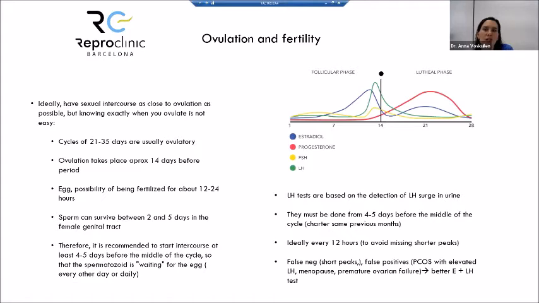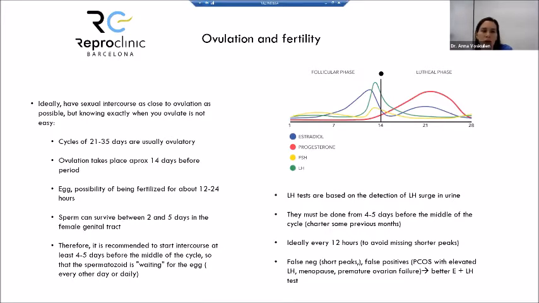And about ovulation and fertility. Ideally, we should have sexual intercourse as close to ovulation as possible to have the maximum outcomes. But for sure, knowing exactly when you're ovulating is not easy. So here are some tips that you should know. Cycles from 21 to 35 days are usually ovulatory. And what you should know is that ovulation takes place approximately 14 days before the period.